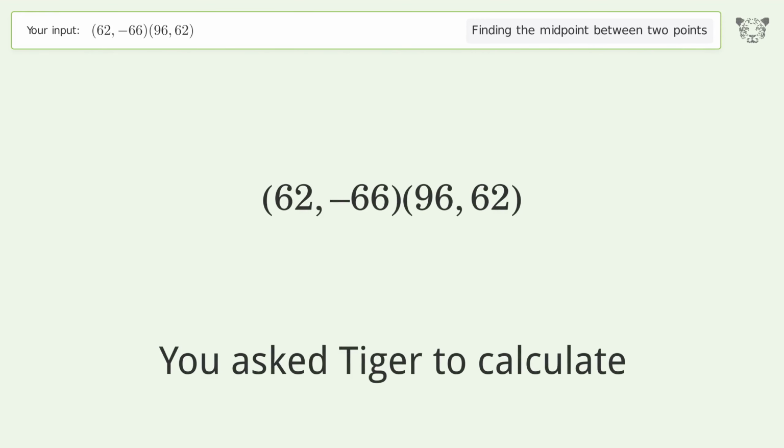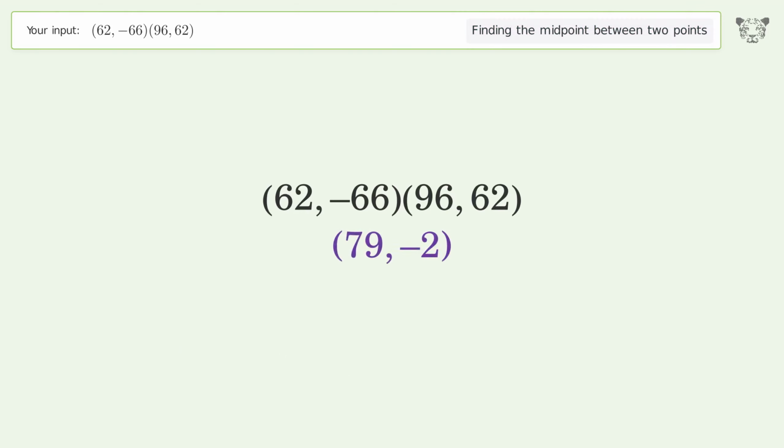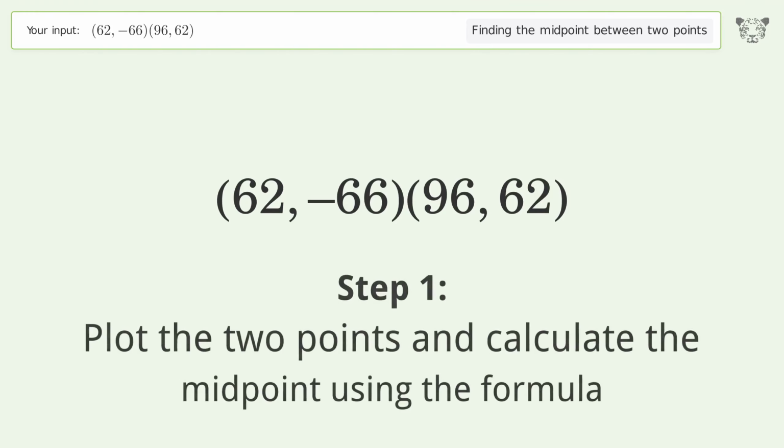You ask Tiger to calculate. This deals with finding the midpoint between 2 points. The midpoint between the 2 points is 79, -2. Let's solve it step by step. Plot the 2 points and calculate the midpoint using the formula.